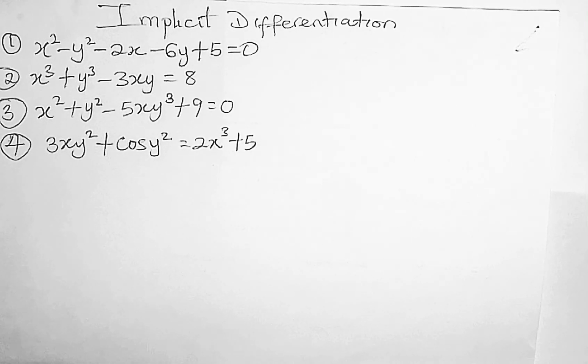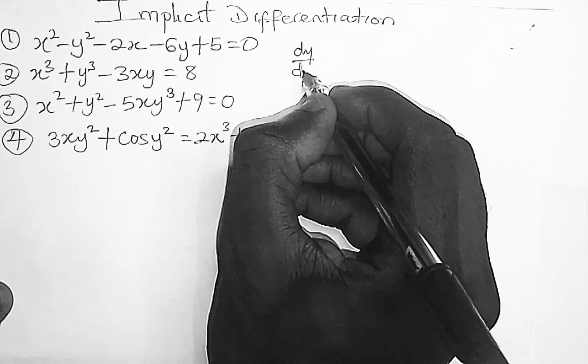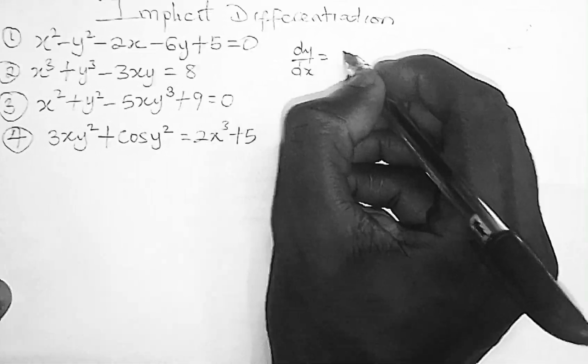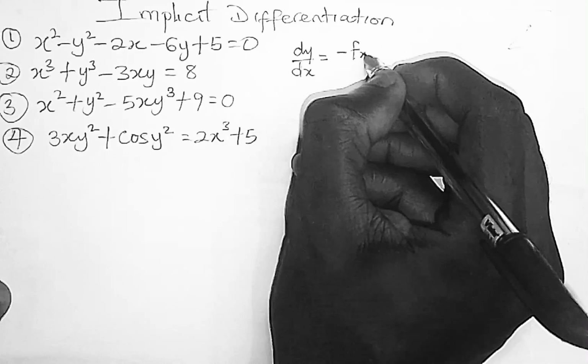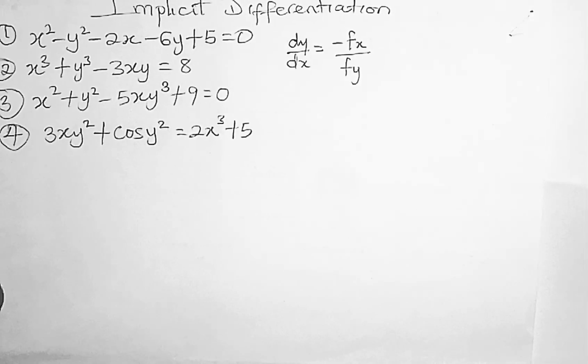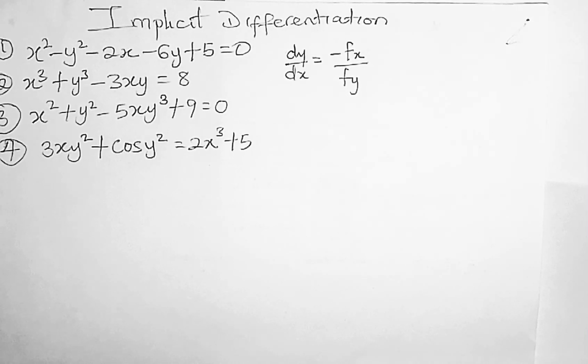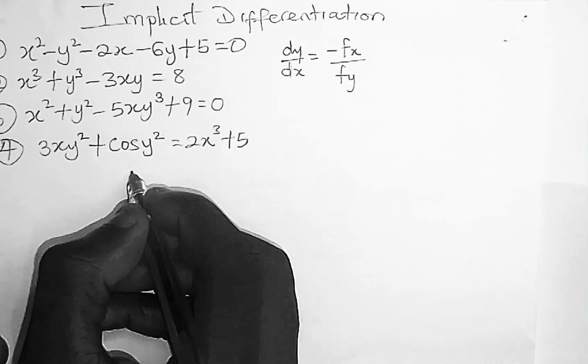Alright, so when we talk about the shortcut, the first thing you have to know if you want to differentiate is the key. The key is your dy/dx. Your dy/dx is going to be negative fx over fy. This fx means the differentiation with respect to x, and fy means the differentiation with respect to y. Do you get that now? So that is what we are going to be following. Don't forget, the negative sign is very important. So now let's do example 1.